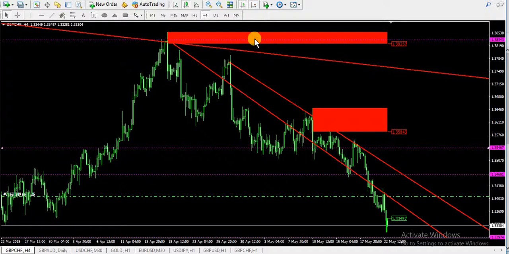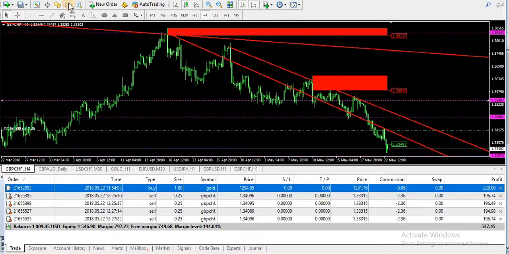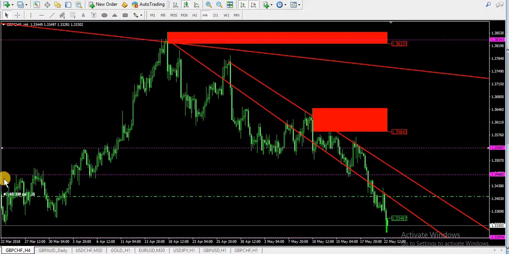So as you can see, I didn't buy this, I sold this, and you can see I entered a multi-trade system. This is what I call multi-trade system. As you can see, I placed so many trades, 0.25 lots. So you can see this is why I trade the trend. And by the way, this is what I use.